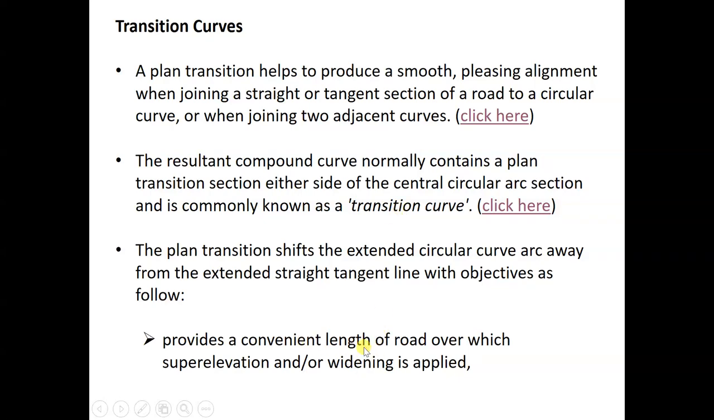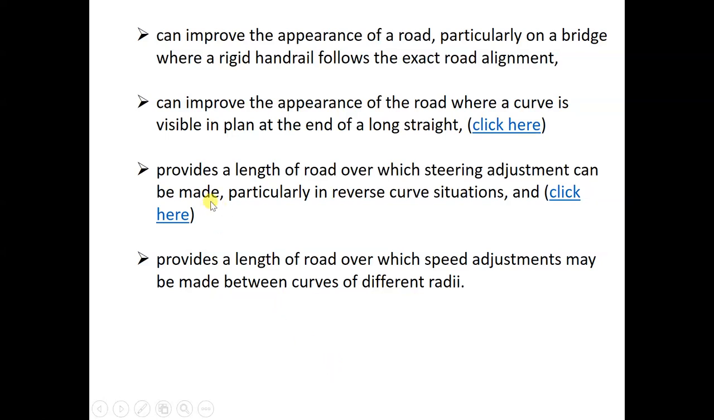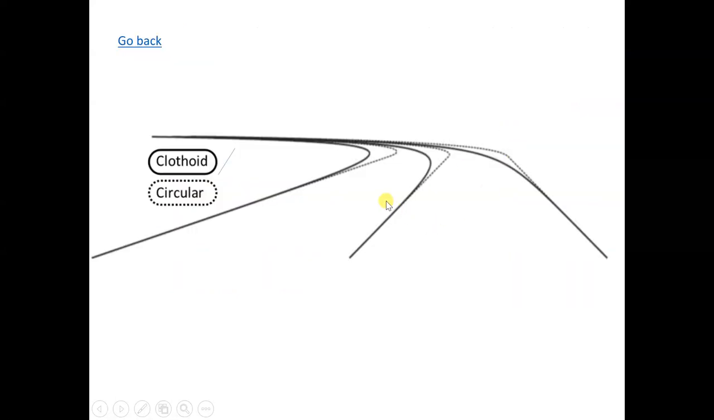So this will provide a convenient length of road over which super elevation or widening is applied. It can improve the appearance of the road, particularly on a bridge where a rigid handrail follows the exact road alignment. It can also improve the appearance of the road where a curve is visible in plan at the end of a long straight. So actually it can improve the appearance.